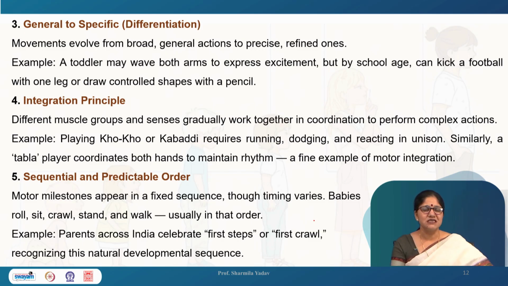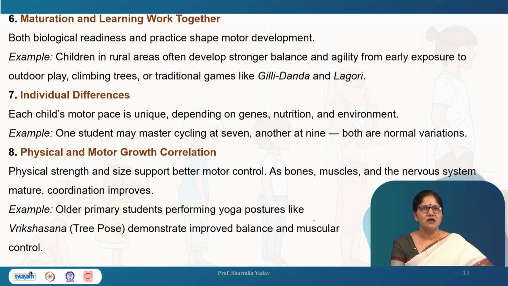Motor development is sequential and follows a predictable order. Motor milestones appear in a fixed sequence, though the timing varies. Babies roll, sit, crawl, stand, and walk, usually in that order. For example, parents across India celebrate first steps or first crawl, recognizing this natural developmental sequence.